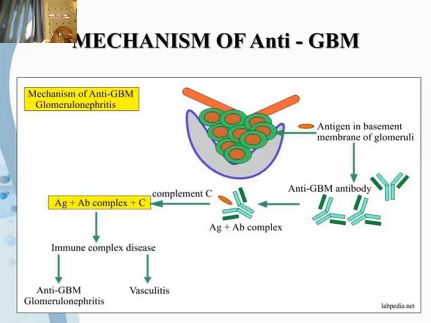So the mechanism of anti-glomerular basement membrane disease is that you can see the efferent arteriole, you can see the glomerulus, the glomerular capillaries, and the capsule above. There is the glomerular basement membrane. Then there are anti-glomerular basement membrane antibodies. There is an antibody-antigen complex reaction resulting in activation of the complement system, especially the classical pathway of the complement system.